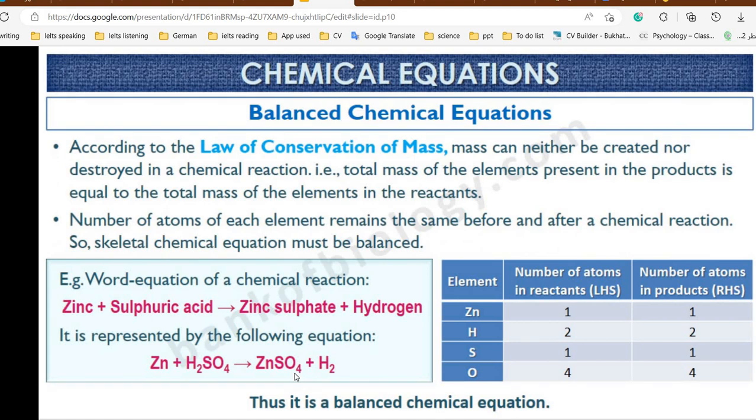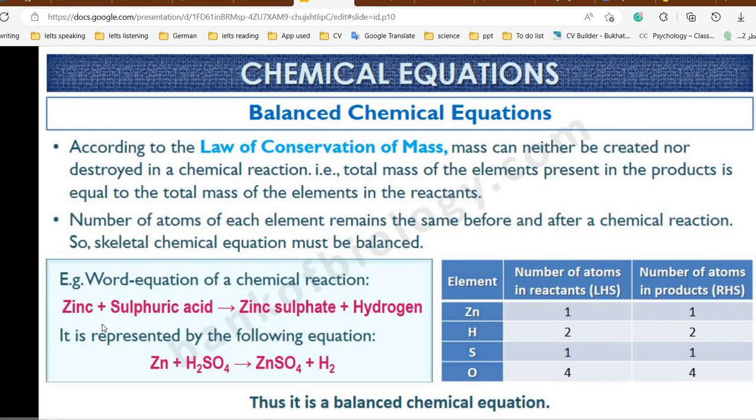Balanced chemical equations follow the law of conservation of mass. Mass can neither be created nor destroyed in a chemical reaction. So the total mass of the elements present in the products is equal to the mass in the reactants. If we calculate the mass of the products and the mass of the reactants, we will find them equal, because mass can neither be created nor destroyed but can be transferred from one form to another.